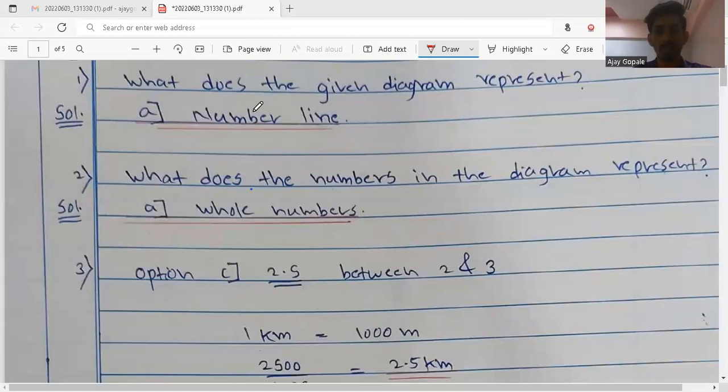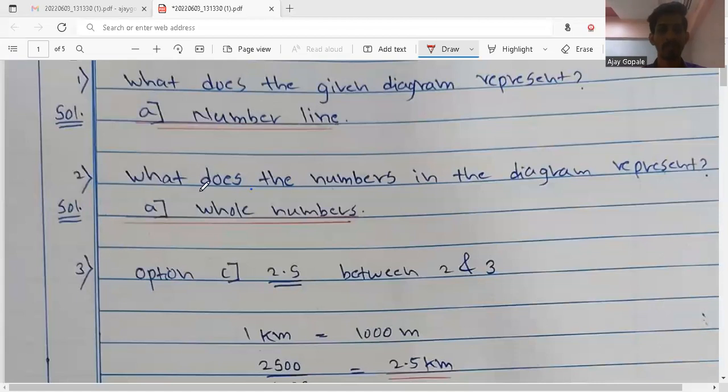Talking about the first question, it was an activity-based, MCQ type question. The first MCQ was, what does the given diagram represent? The answer should be option A, number line. Just by looking at the diagram, we can observe it is a number line having a distance of 1 centimeter equal to 1 unit. So obviously it is a number line. So your answer should be option A, number line.